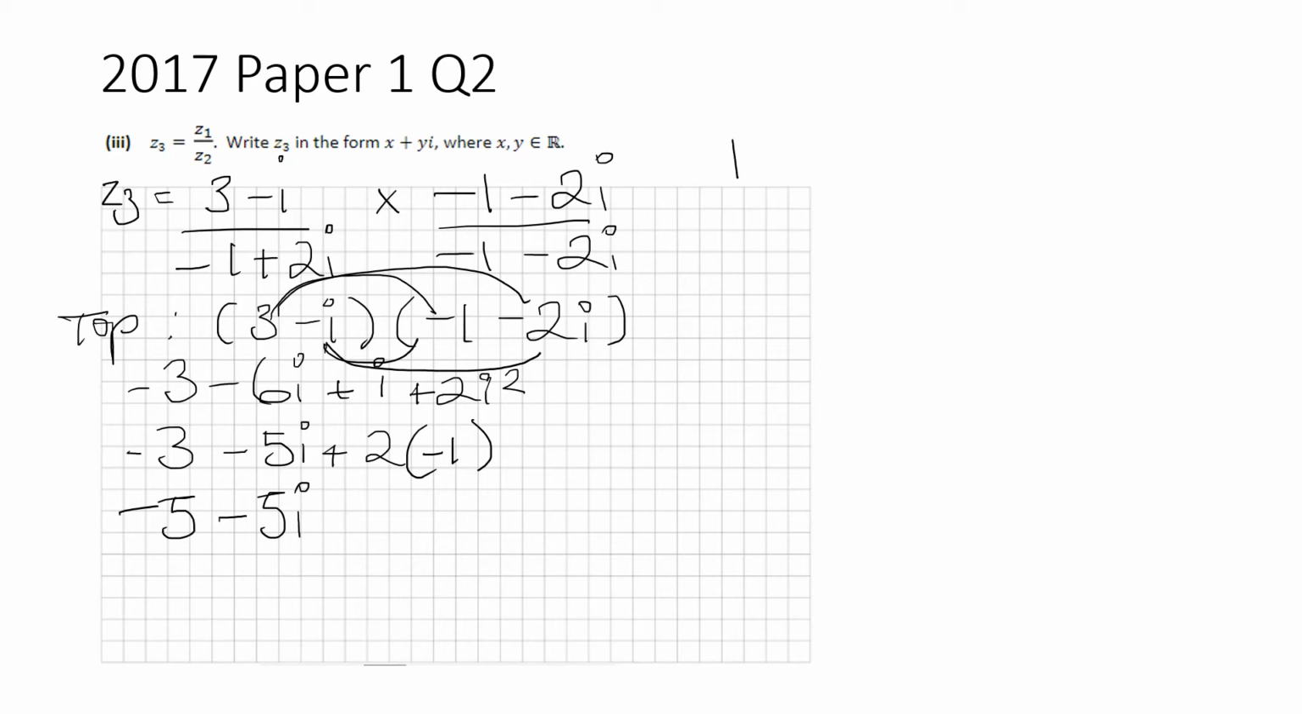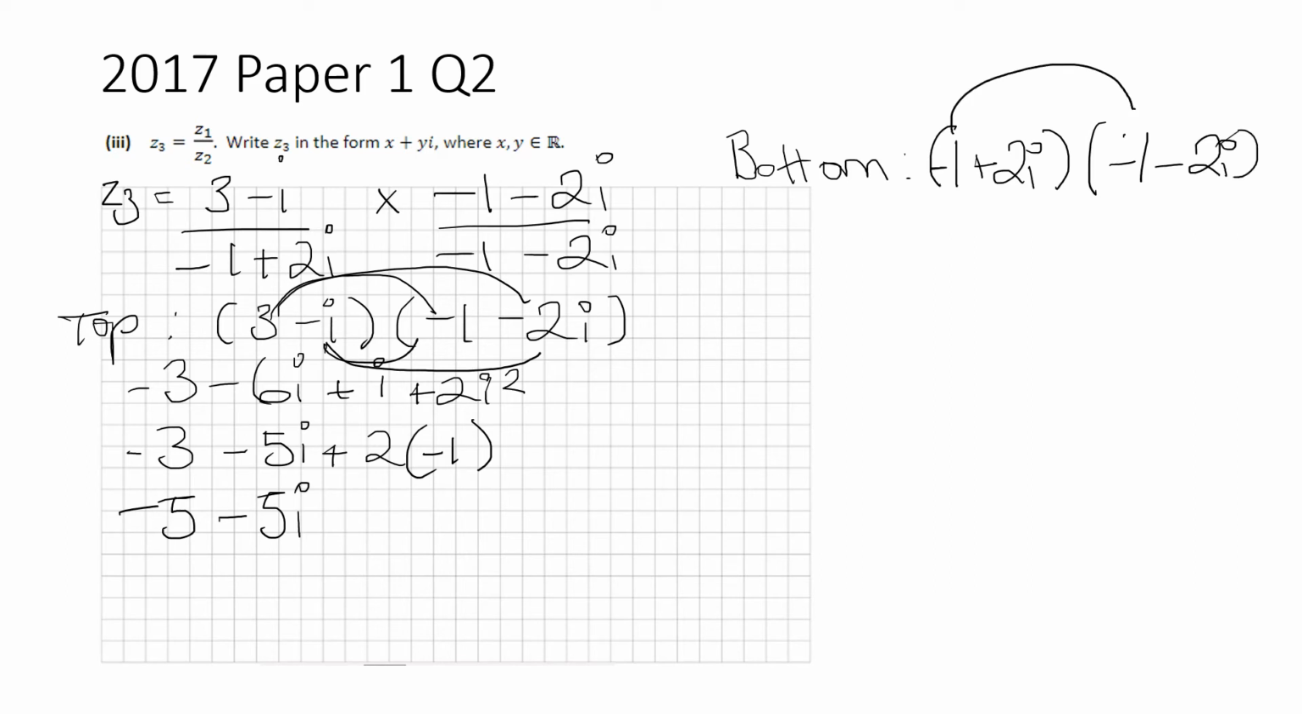Now I need to do the bottom by bottom, which is again just the rules of fractions. So I'm multiplying minus 1 plus 2i by minus 1 minus 2i. That's just the bottom parts of the fractions here. So minus 1 by minus 1 is plus 1, minus 1 by minus 2i is plus 2i, 2i by minus 1 is minus 2i, and 2i by minus 2i is minus 4i squared.